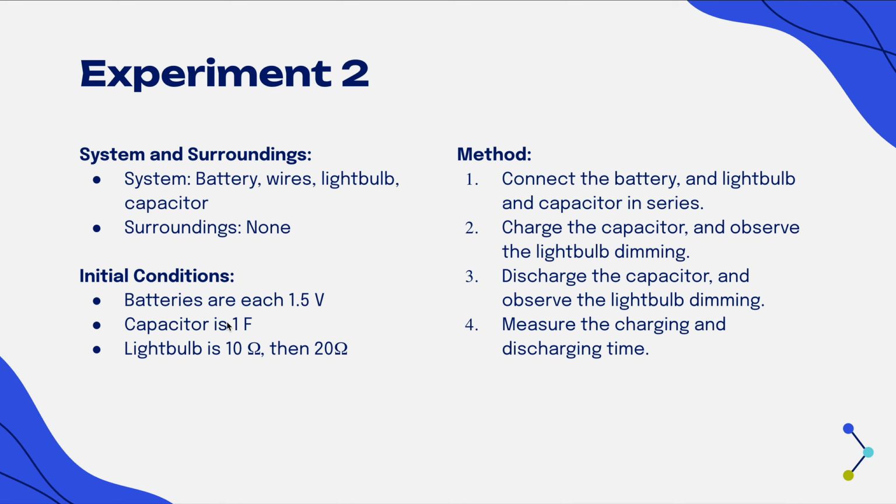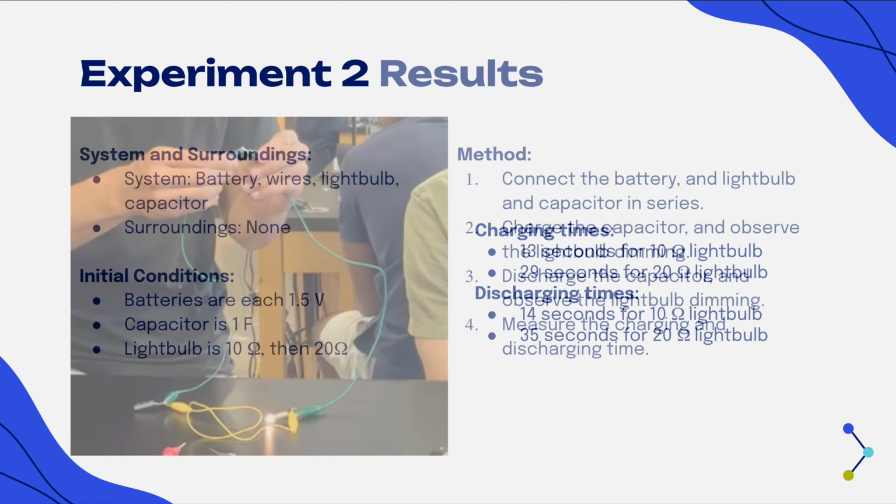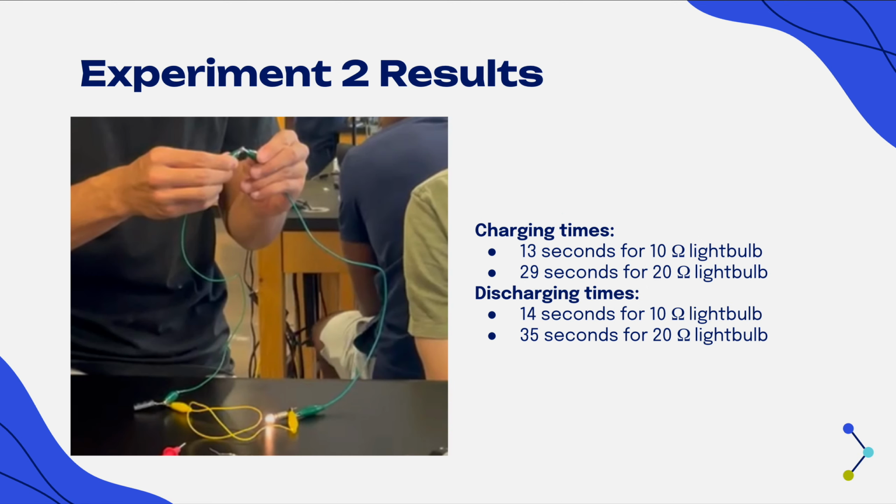For the sixth experiment, the system was a battery, the wires, the light bulb, and the capacitor, no surroundings. The only difference is the capacitor was 1 Farad, and the light bulb is 10 ohms, and then 20 ohms. So for this, we just connected the battery and light bulb in series to charge the capacitor and observe the light bulb. And then we discharged the capacitor by essentially flipping the switch in the circuit, and then we just measured the charging and discharging time. So there they are listed.